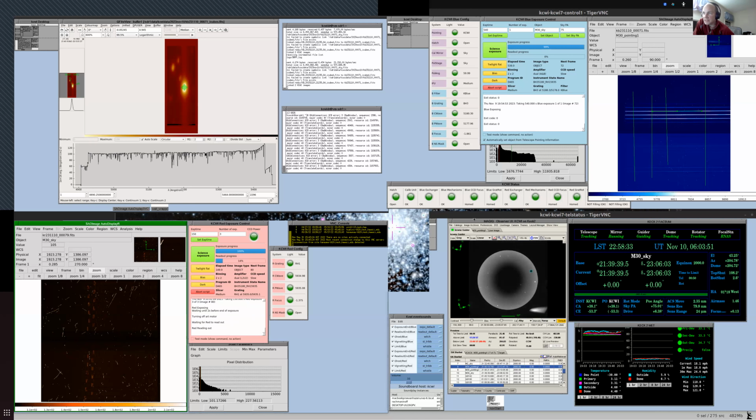Now you might notice that there's a whole bunch of these streaks in the bottom left image, and they're mostly present in the bottom left or right.